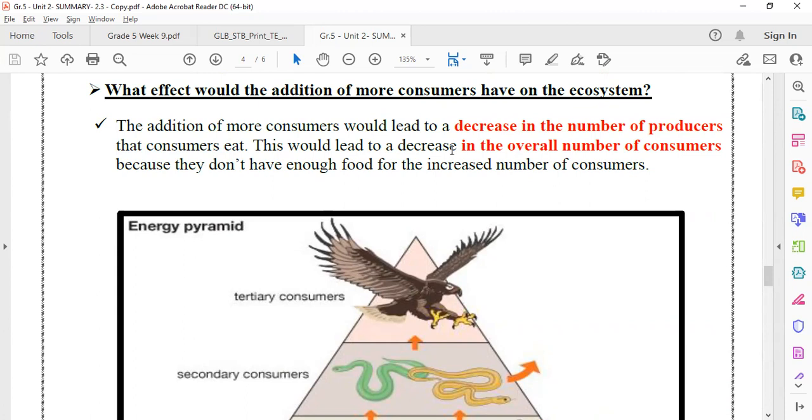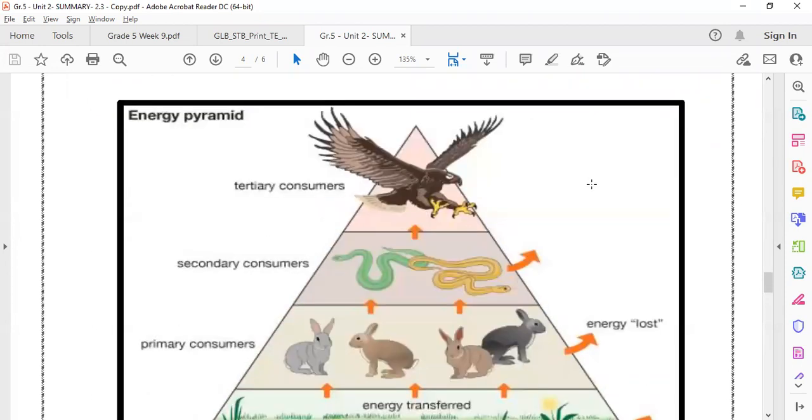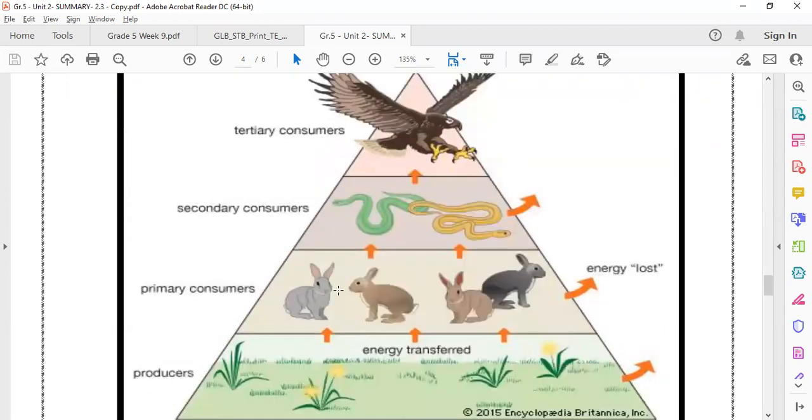In this case, this will lead to a decrease in the overall number of consumers because they don't have enough food for the consumers. What does this mean? Look at this pyramid here. Imagine that we added more primary consumers, or more of any type of consumers. What will happen here? These consumers, like the primary consumers, if you added more of them, they will need more producers, right? So eating more producers will, in the end, finish all the producers. After some time, the consumers will have nothing to eat.